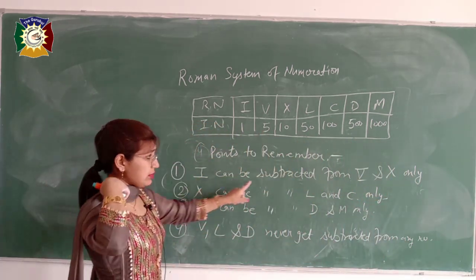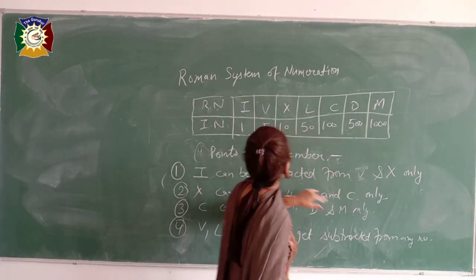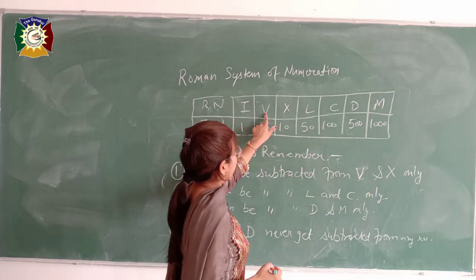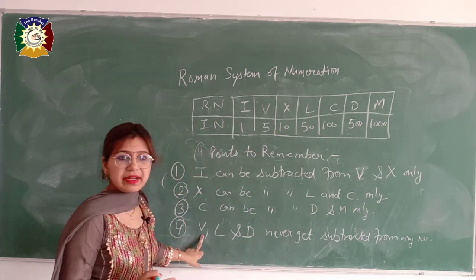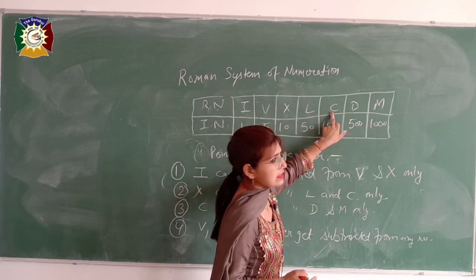See, here I can be subtracted from V and X. Now I am talking about V. V can't be subtracted. When we are going for X, X can be subtracted from L and C.